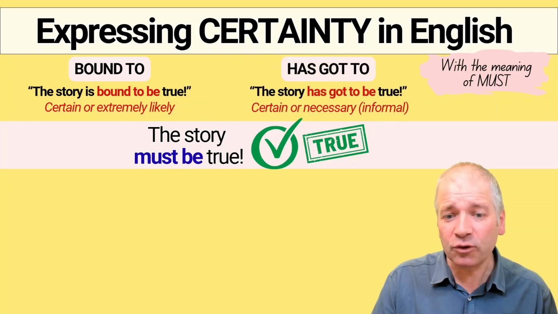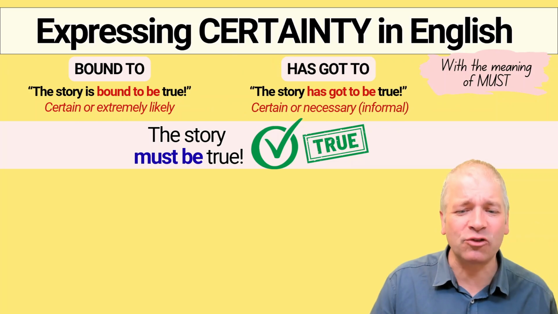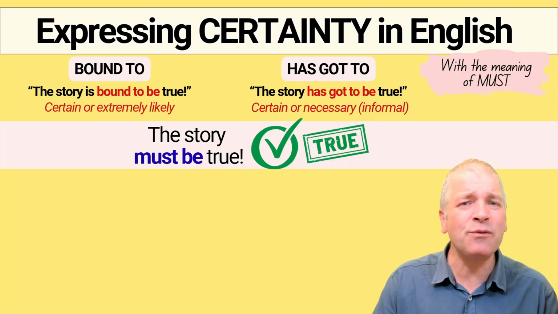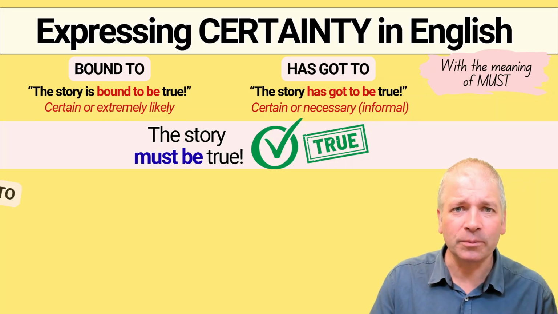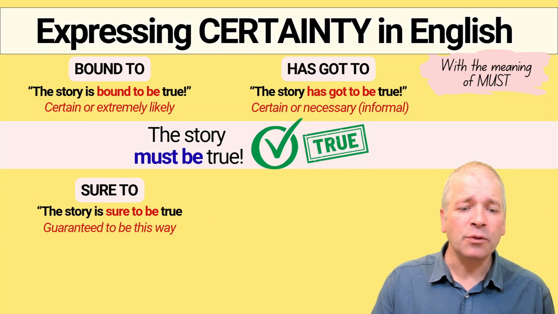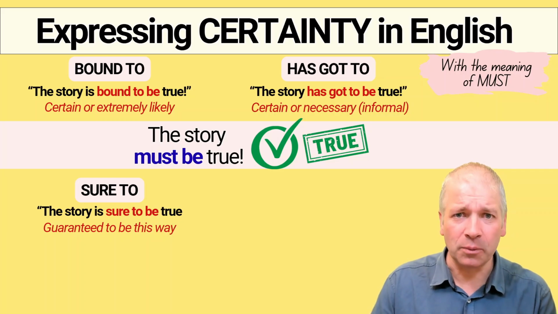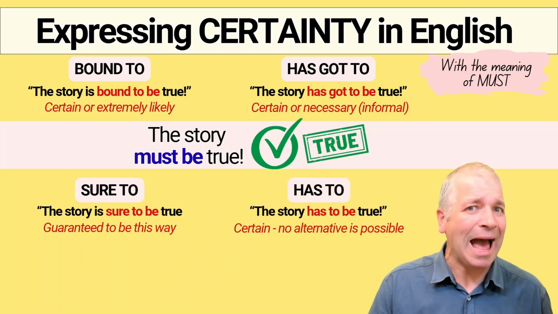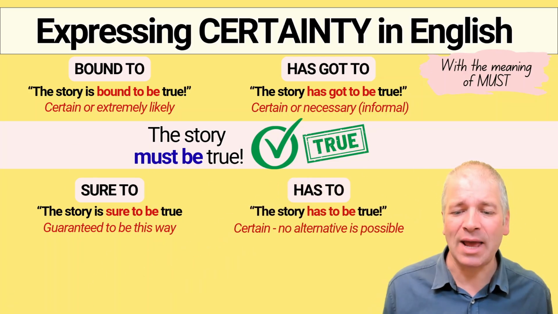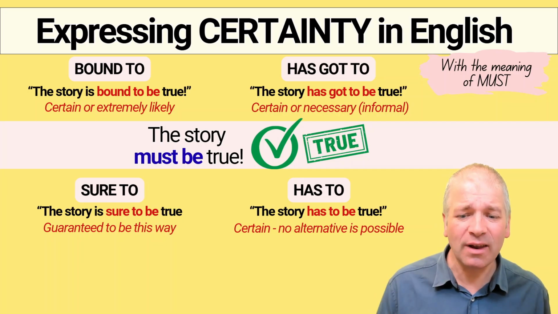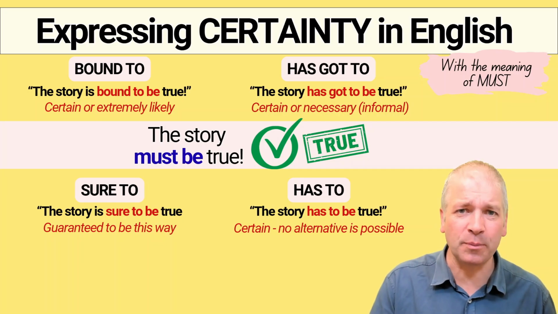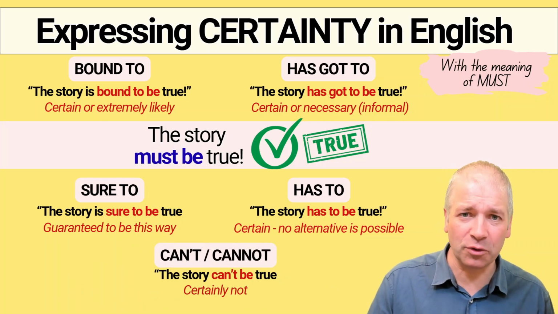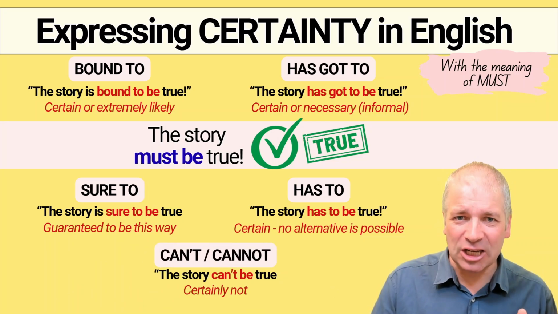Also, has got to. The story has got to be true. And this means certain or necessary. But it's a little more informal because we're using the word got. Sure to. The story is sure to be true. This means guaranteed to be this way. Has to, without got, the story has to be true when you're certain and there's no alternative possible. Or can't, or cannot. The story can't be true, and this means certainly not.